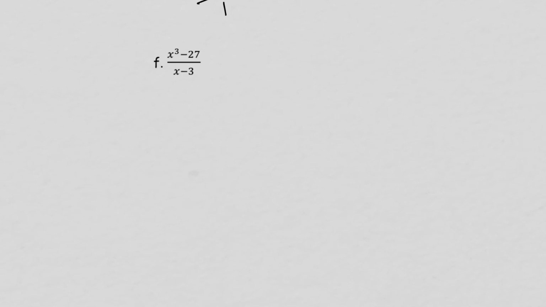So you will have x cubed plus 0x squared plus 0x minus 27. All the missing terms, like the x squared and x to the first exponent, are not there. So make sure you use 0 for the placeholder, dividing by x minus 3.